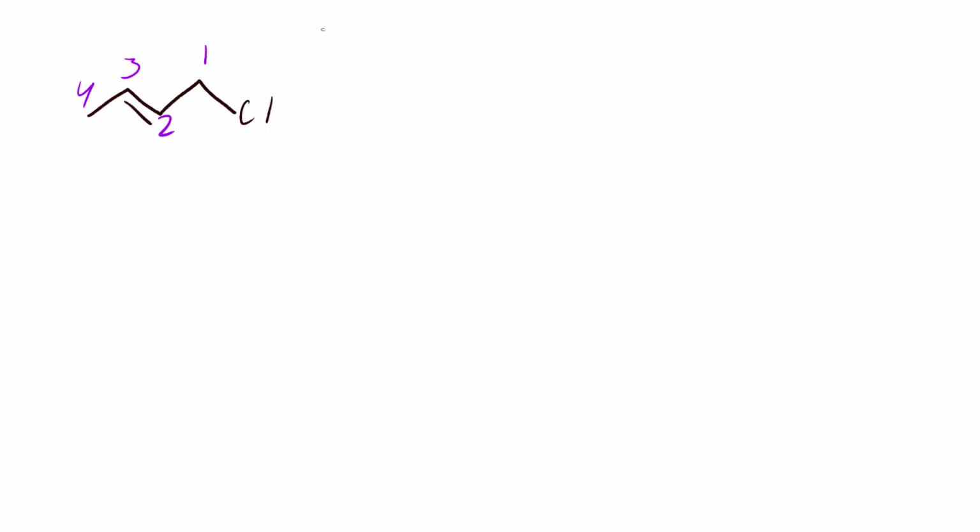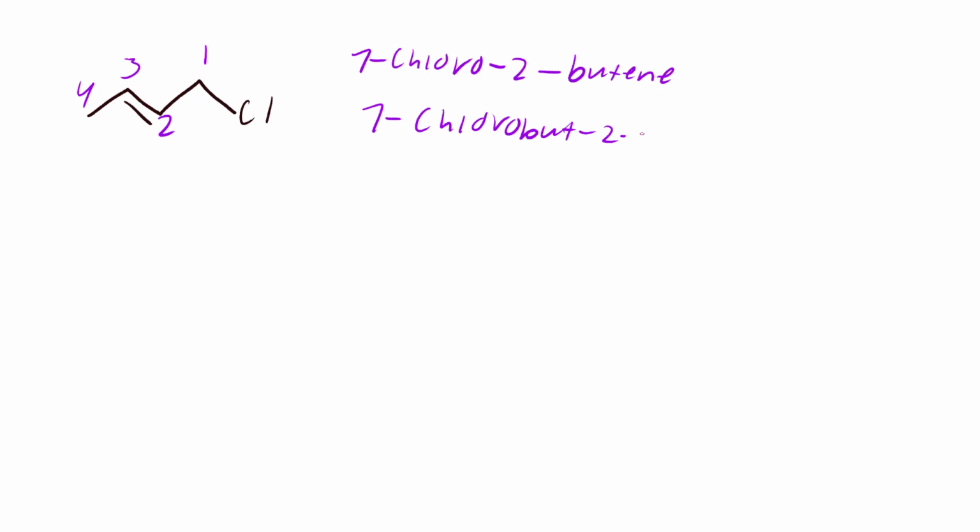So we have a 1 chloro. Where's my double bond? It's on the 2nd carbon. And that is not a butane, but a butene. We can also number it as follows. 1 chloro, but-2-ene.